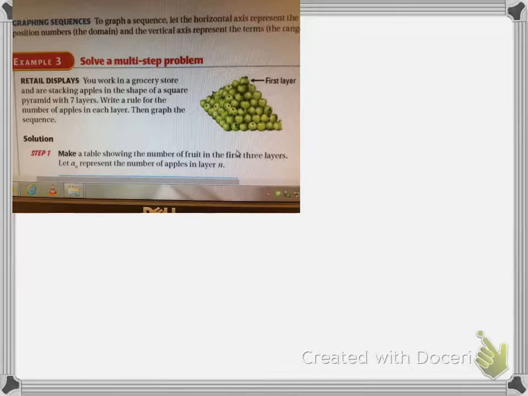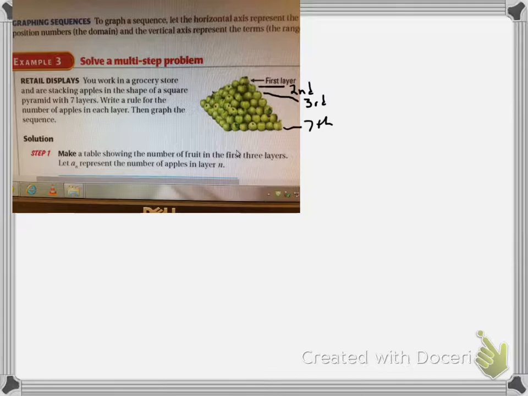And they're calling the first layer that top row, or that top layer with 1 apple, and that second layer the one that looks like it has 4 apples, and this one is the third layer, and then of course the bottom one being the 7th layer of apples. What we want to try to do is write a rule for the number of apples that are in each layer and then graph the sequence.